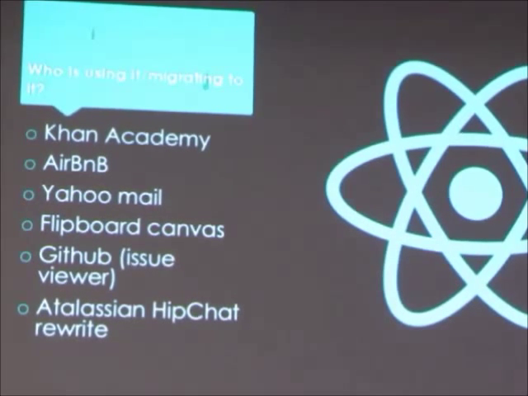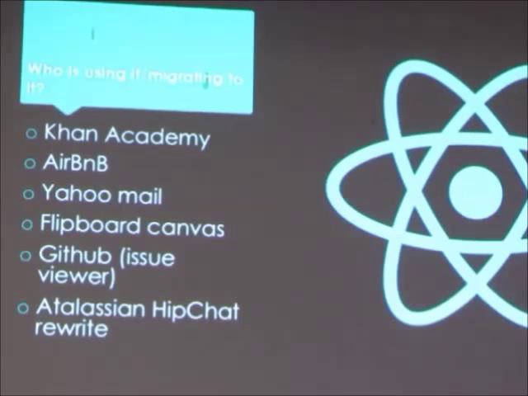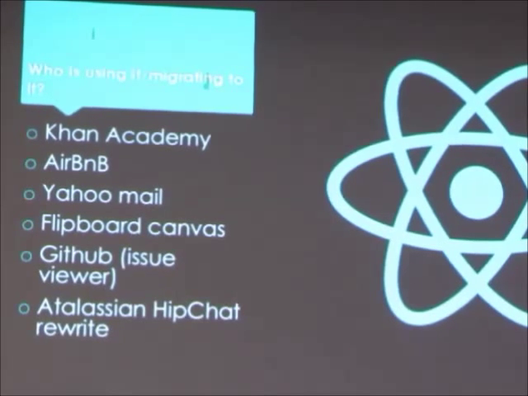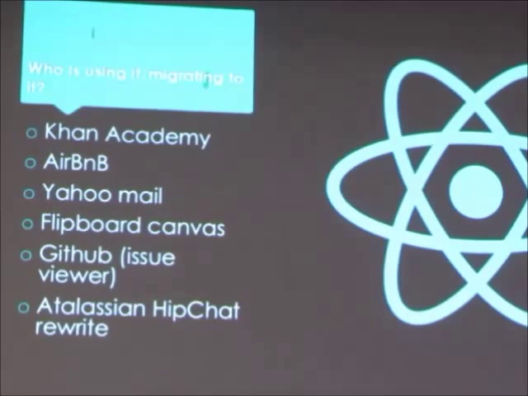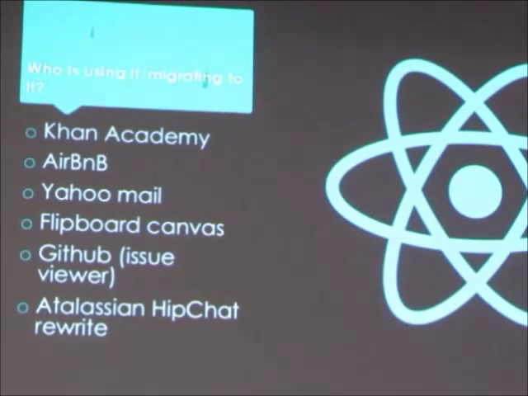Airbnb, which used to be all Backbone, is going full at it. Khan Academy's been doing the whole thing. Yahoo Mail, everyone uses Yahoo Mail, I don't know. But I guess a lot of people use it. I'm not one of them. Flipboard, people use Flipboard for mobile. Really rich mobile app, or device app. They didn't make a web app for a long time because they couldn't do what they wanted on the web. React changed that for them. They created an open source project called Canvas, and you can do all this rich Flipboard stuff on the web now. GitHub Issue Viewer, Atlassian HipChat.